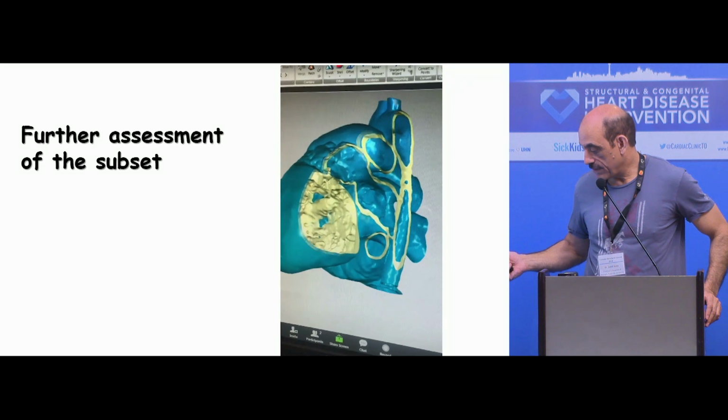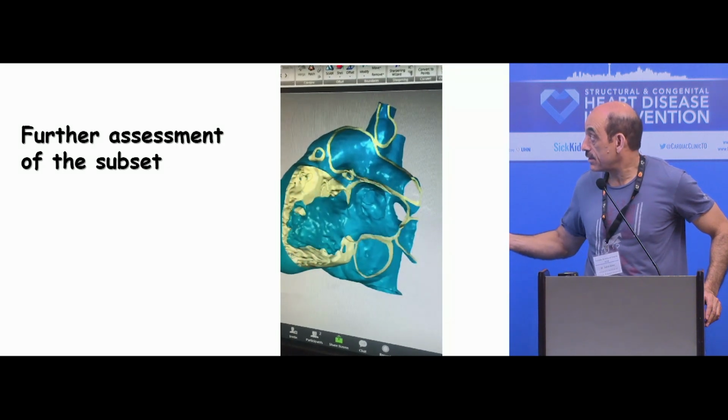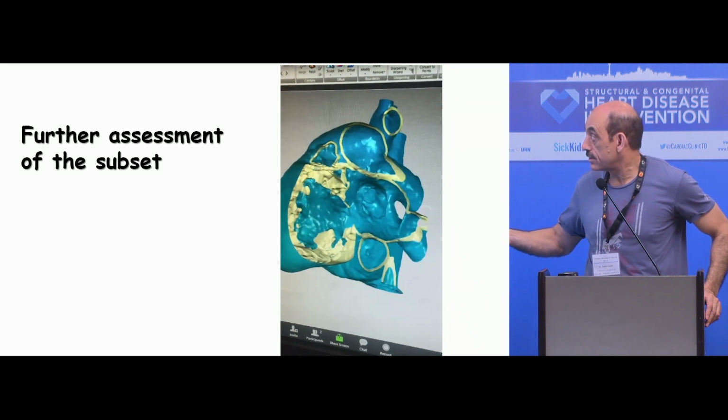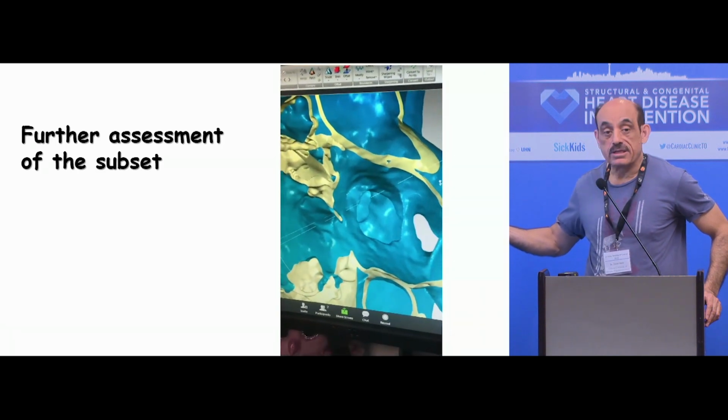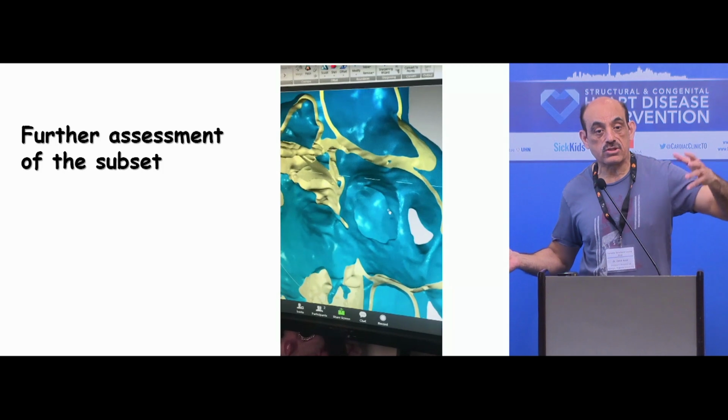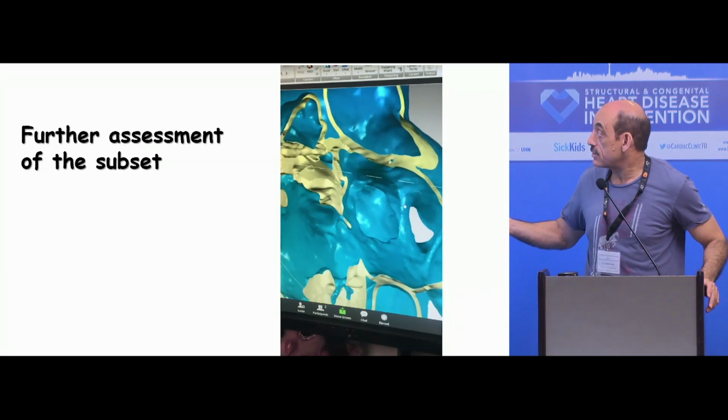I wish I could fast forward this. You see the septum there? 1, 2, 3 turns. So this is the recess that you see, where you see the accumulation of a lot of blood. So that's why it was confusing to me.